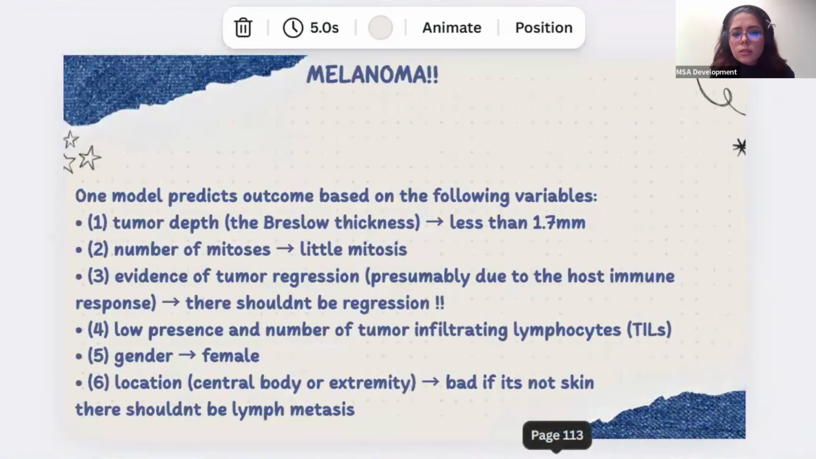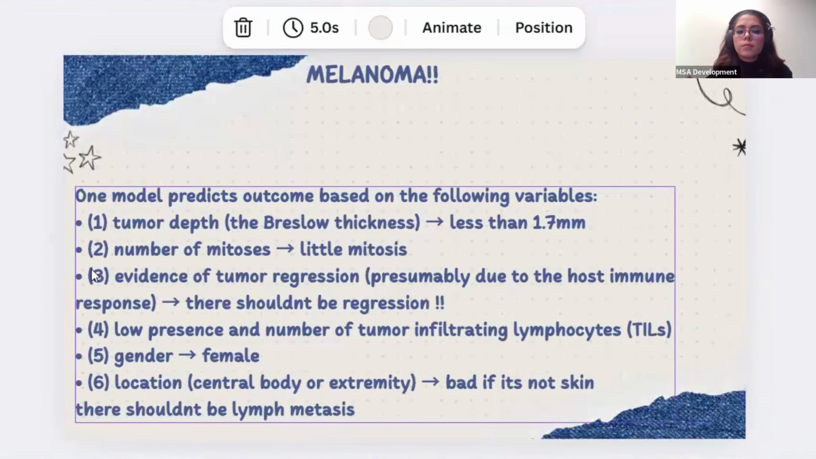Okay. This tells you whether the melanoma is fine, like it will be okay, or whether it won't be okay. The tumor depth, which is Breslow thickness, okay, if it's less than 1.7 millimeter, you're fine. It's not gonna metastasize big. If we excise it, you're not gonna be affected.